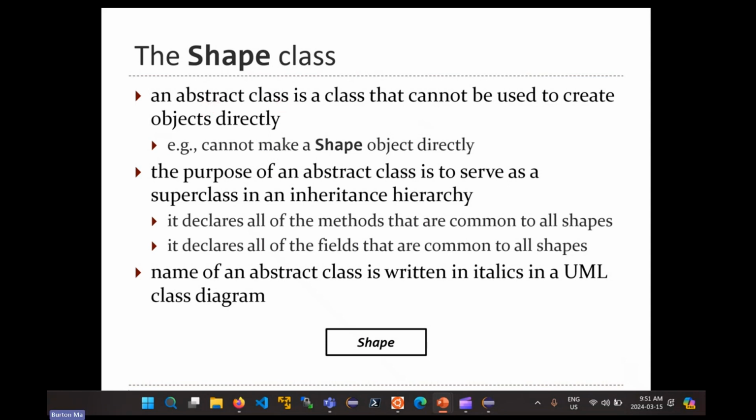An abstract class is a class that the programmer cannot use to make objects directly. So we're going to have a class called shape, but you won't be allowed to make a new shape object using the shape constructor. If you try to write shape s equals new shape, the compiler will complain, because we're going to mark the class as being abstract.